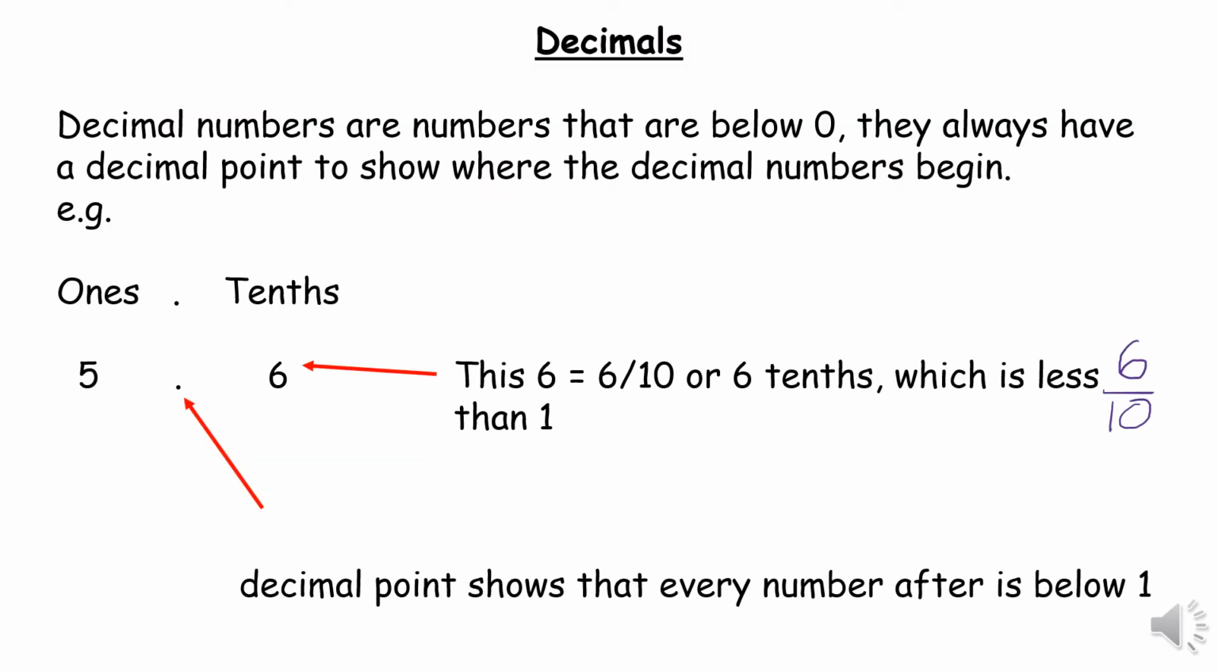So the decimal numbers are numbers that are below 0. A decimal number, a decimal fraction, these are the terms that you're going to come across: decimal numbers, decimal fractions. They mean they are part of a whole.